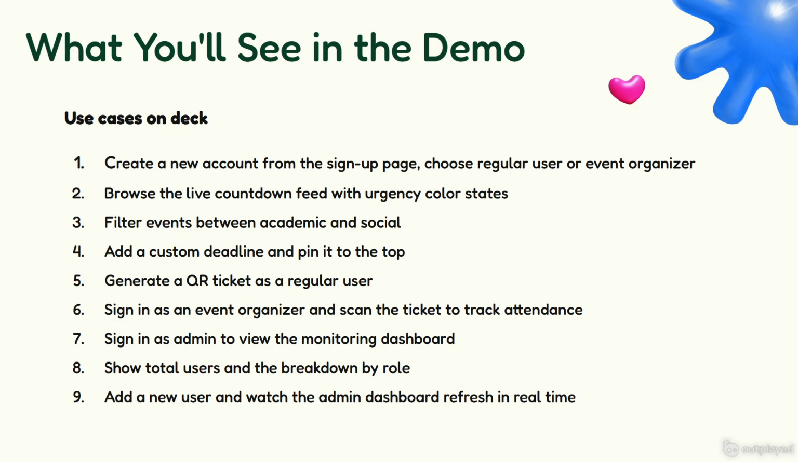Then you will see the user filter events between academic and social. Then you would see the user add a custom deadline and pin it to the top. Then you would see the user generate a QR ticket as a regular user. Then you would see the user sign in as the event organizer and scan the ticket to track attendance.